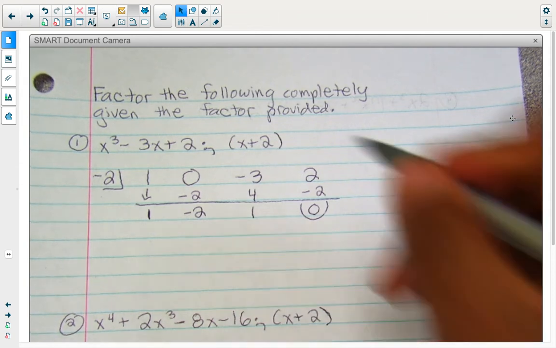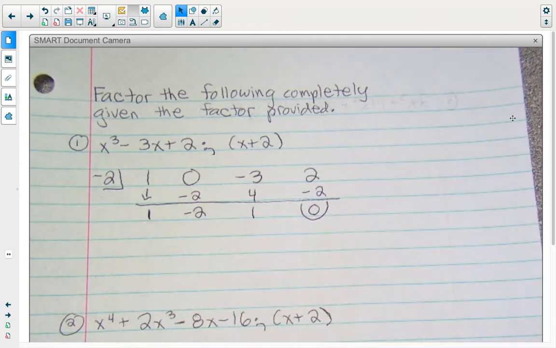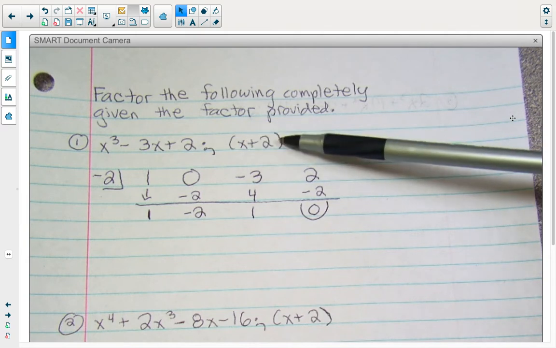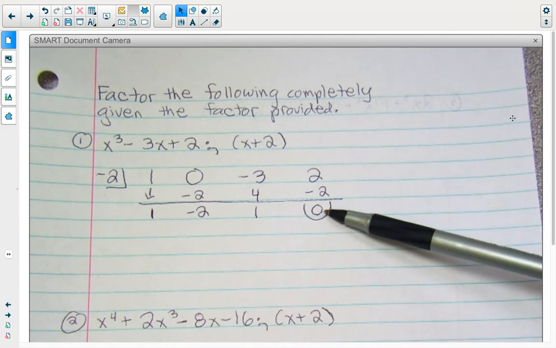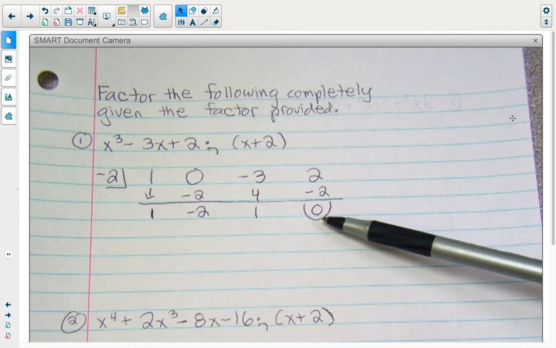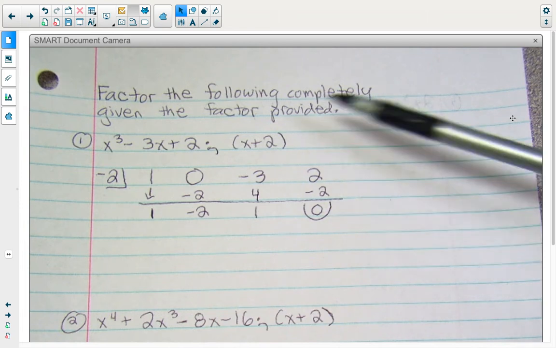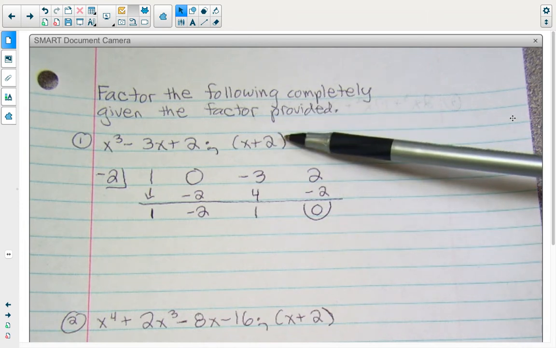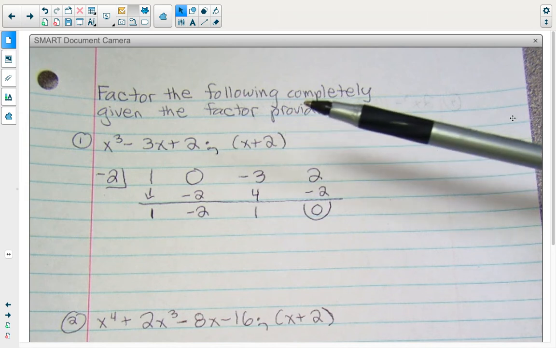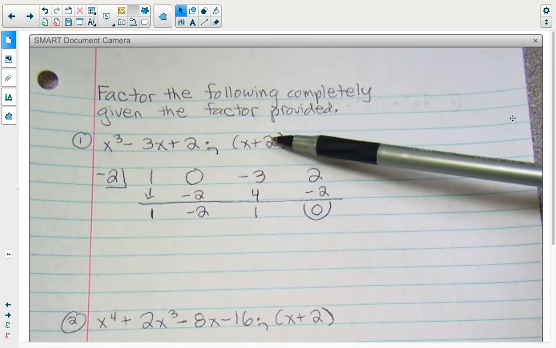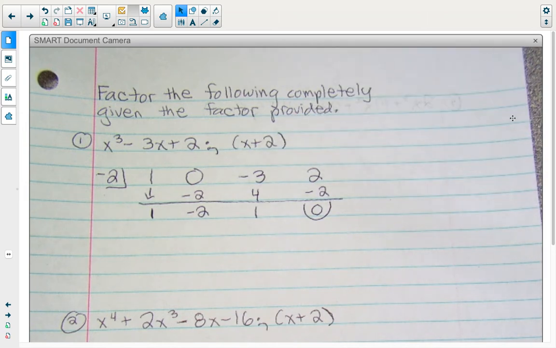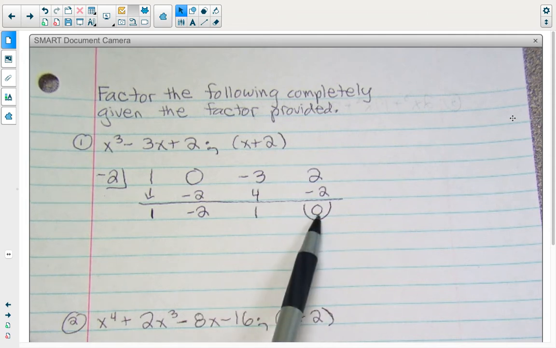Now, the catch today is that I gave you a factor. Since I gave you a factor, in this case x plus 2, this number here has to be 0. If you got anything other than 0, 0.5, negative 1, 2,000, you did something wrong, because I'm telling you this is a factor. If I were to graph it, it's going to cross at negative 2. So make sure this number is 0.